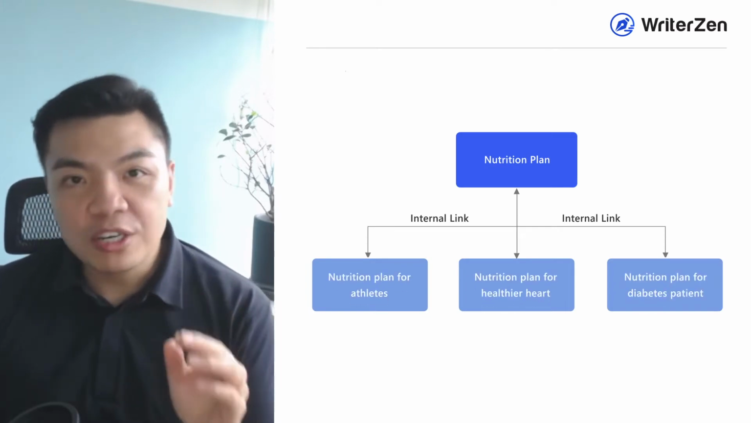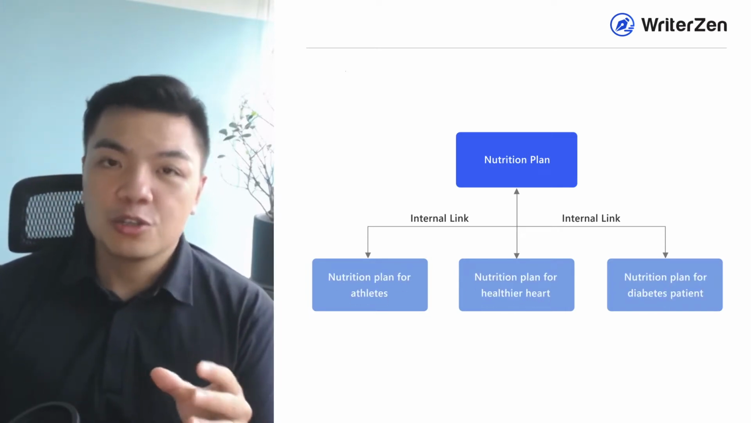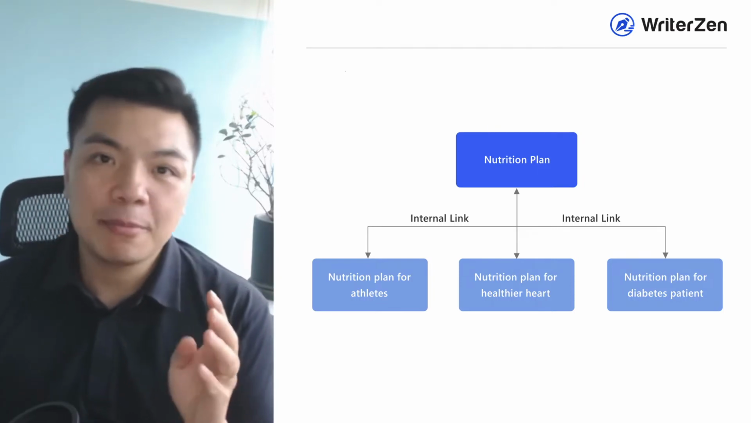For example, do you know what nutrition plan is good for an athlete? Do you know what nutrition plan is good for your heart? Do you know what nutrition plan is good for people who have diabetes? So those are all of the topics that when you talk about nutrition plan, Google will want you to cover the basics of, in order for them to judge, okay, does this guy really truly know about nutrition plan? And if he knows about nutrition plan, he should also write about all of these subtopics.